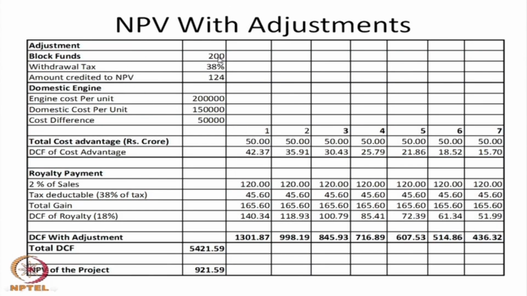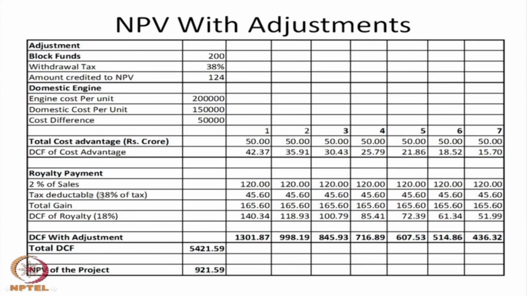Block fund 200 crores, withdrawal tax 38%, he gets a benefit of 124 crores. Domestic engine, per engine getting a benefit of 50,000 every year, in crores. If you multiply by 1,00,000, you get the 50,000 every year benefit. But this has to be brought to present value, again you discount by 18%, and you will get the discounted cost advantage every year.